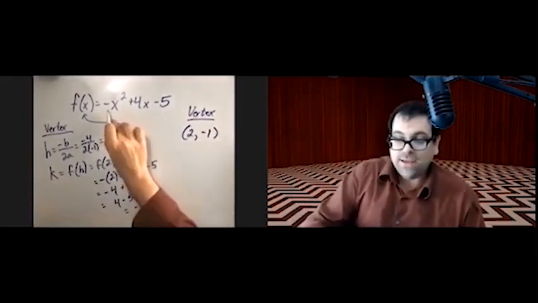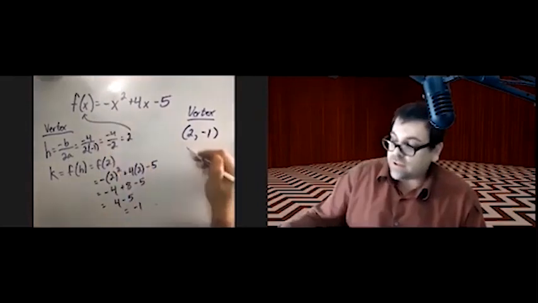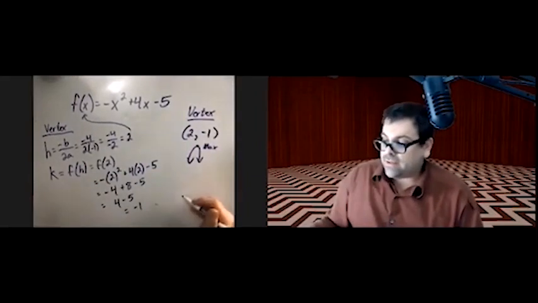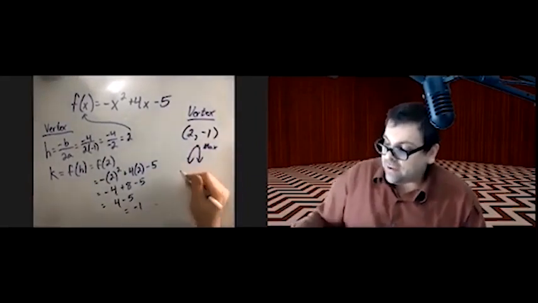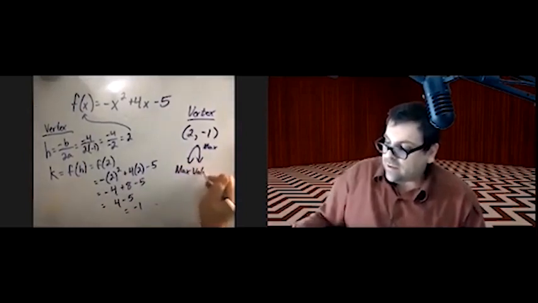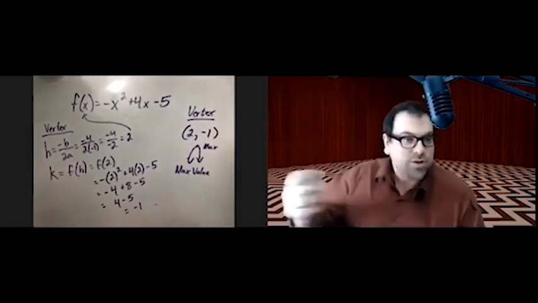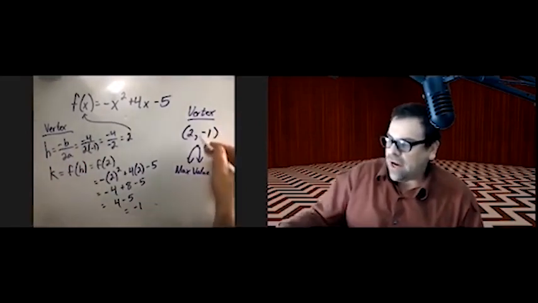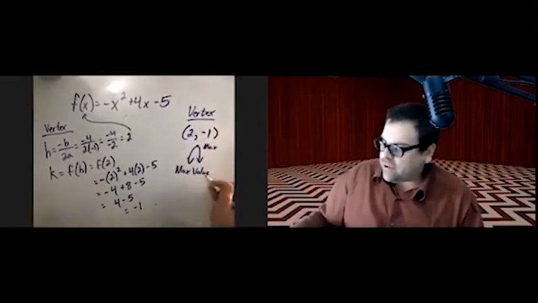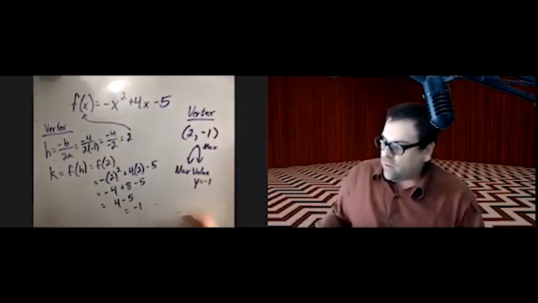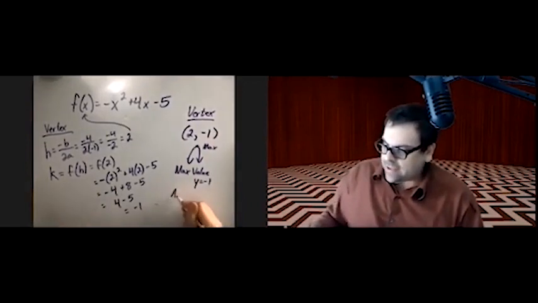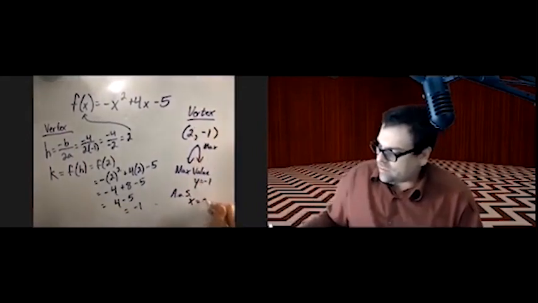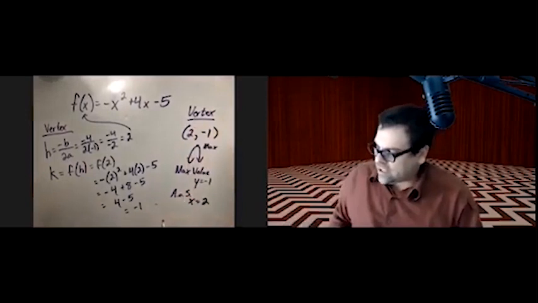Is this going to open up or open down? Well, a is negative, so it's going to open down. That means we're going to have a max. And in fact, that max value is what? I'm going out of order with the questions, but we should be able to handle them in any order. Once we have the vertex, the max value is the y. So a max value of y equals negative 1. An axis of symmetry, that's x equals 2, because it goes through the x of the vertex.